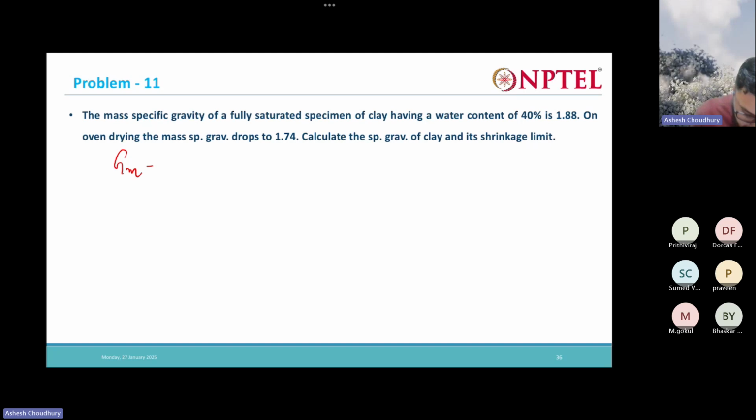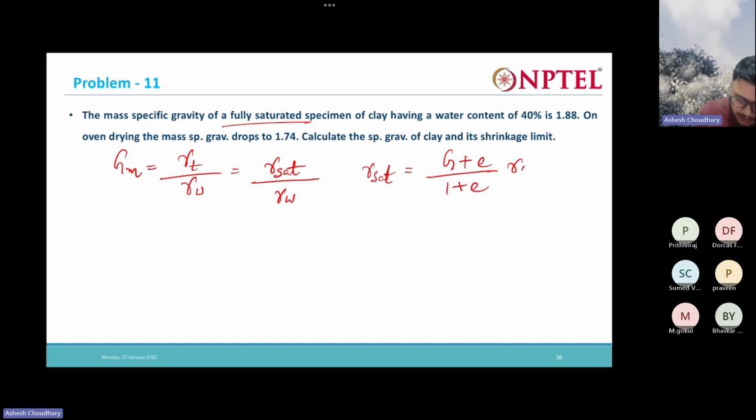So mass specific gravity, not the specific gravity of soil solids. Here mass specific gravity is given. It's total unit weight by unit weight of water. It is saturated, so I can replace total by saturated. Now also, saturated unit weight is equal to what? (G plus e) by (1 plus e) times gamma_w. So this I can substitute here.